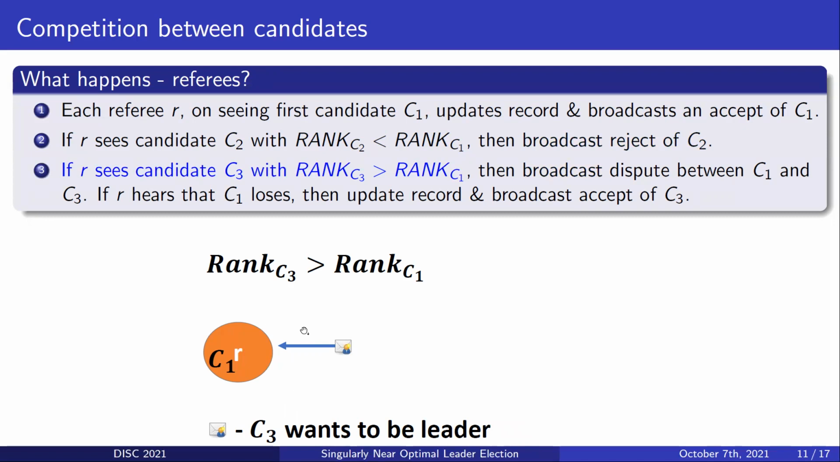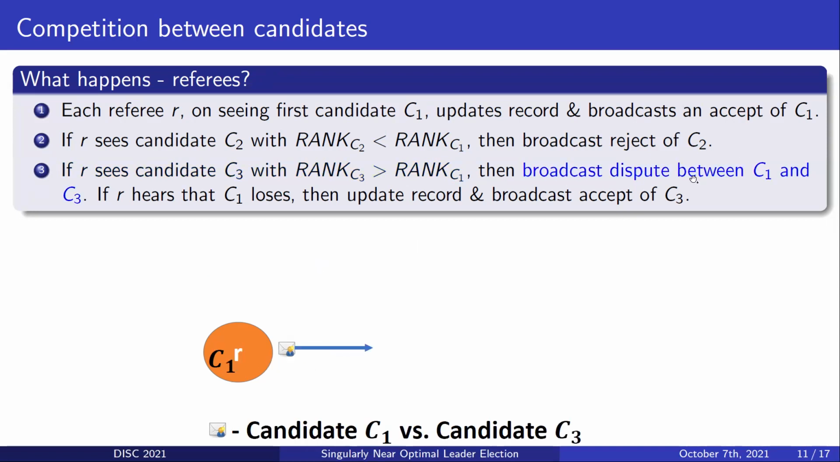The thing is, in order to ensure there's no inconsistency in the system, that is, to make sure that C3 doesn't think it's been given the go-ahead and C1 doesn't think it's been given the go-ahead, R offloads the work of deciding which of these two will be allowed to become the leader to C1. How does it do it? By generating a dispute message, which is what we talked about in the previous slides. What is that? It's basically of the form candidate C1 versus candidate C3.